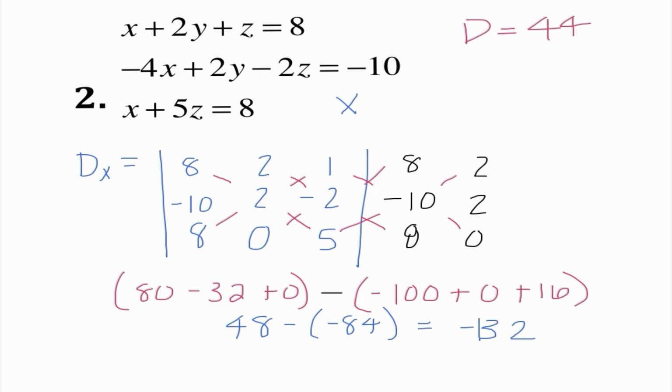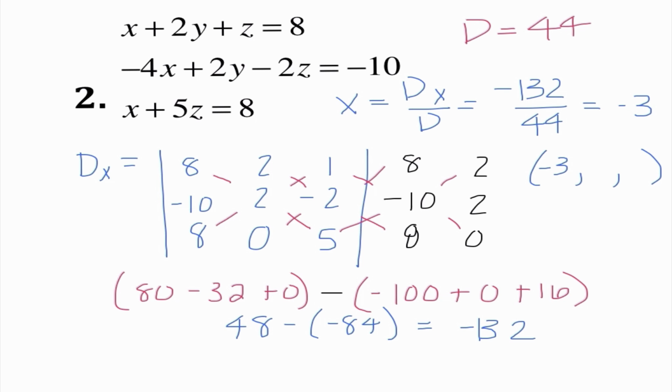So if I want to find x, once again I'm doing D sub x divided by D, so I have negative 132 divided by 44, which gives me negative 3. So negative 3 would be the x value of my ordered triple. I would need to repeat this process with my y's and then again with my z's in order to find this ordered triple altogether. Then to double check my answer, it needs to make true statements in all 3 of these equations.